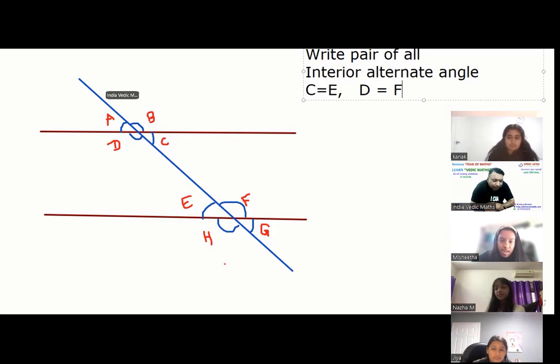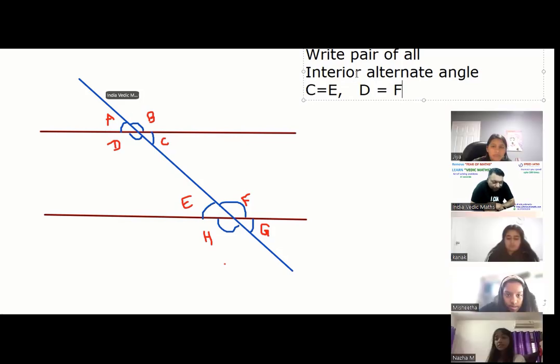So D is on the same side as E, and opposite to it is F, which means they are alternate angles. Alternate angles means they are on opposite sides. D is on the left, F on the right. D is at the bottom, F on the top. So why do we say interior? Because inside the box.